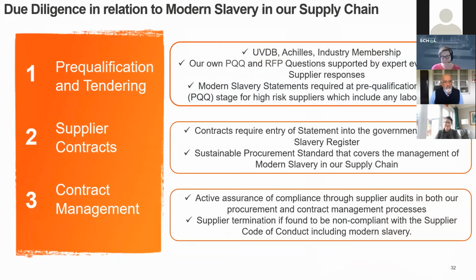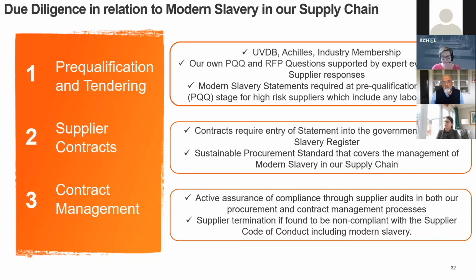Okay. So we move on then to engaging with our supply chain. So I've taken a 1, 2, 3 approach just to keep things really simple in our heads. So at number 1, we've got pre-qualification and tendering. This is before a supplier actually becomes part of Cadent's supply chain. So we put them through filters such as UVDB and Achilles and various other industry memberships.